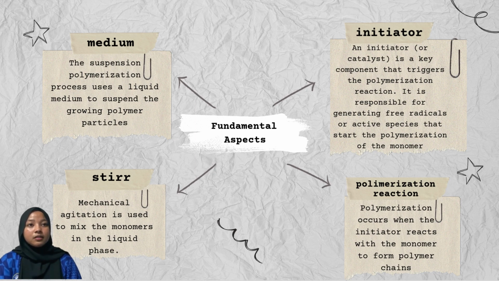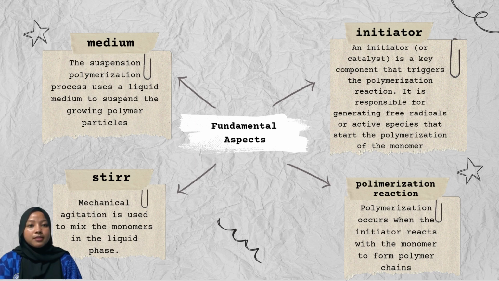Firstly is medium. The suspension polymerization process uses a liquid medium, usually water, to suspend the growing polymer particles. Secondly is stirrer. Stirrer is mechanical agitation. It's used to mix the monomer in the liquid phase. Strong stirring tends to produce smaller polymer particles, while milder stirring results in larger particles.